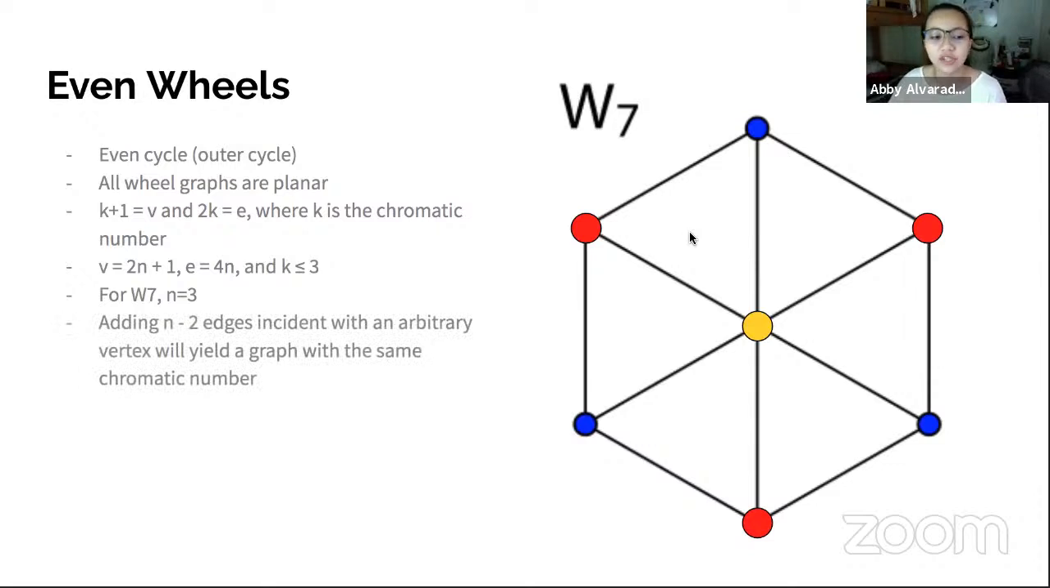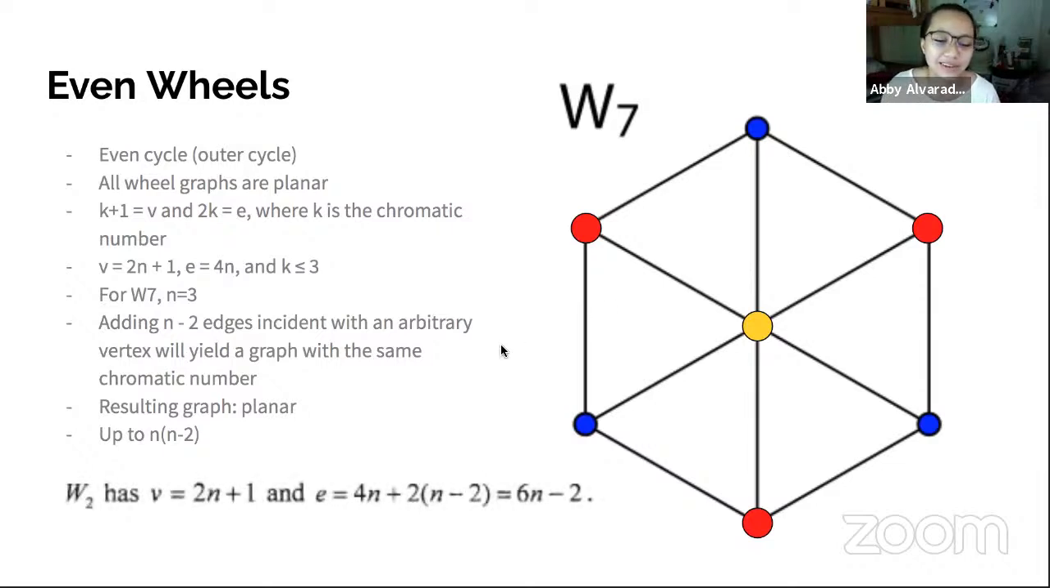Now for the wheel graph of 7 vertices, n is equal to 3. Now what she did was she added n minus 2 edges to a vertex incident with an arbitrary vertex. Now the resulting graph is planar, and it also has the same chromatic number as the original graph. And you can do this up to n minus 2 edges. Now in the study, she mentioned that the resulting graph is non-planar, but I've been actually testing it. I also did the other way on how to check for planarity, and it really is a planar graph. So the error started here.